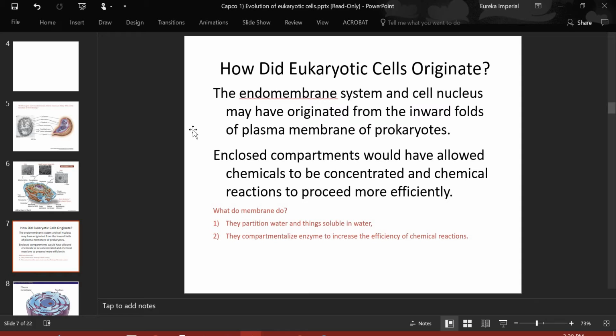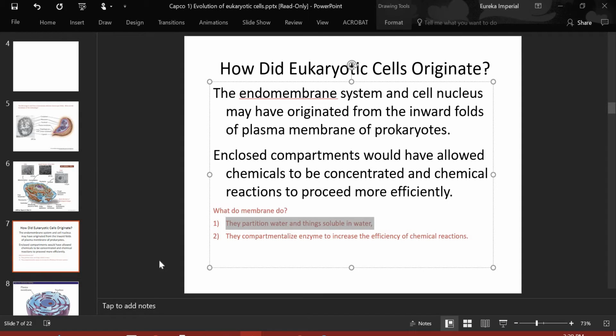But let's go on. I wanted you to come up with some. You all said correct things. And there's lumpers and splitters. If you're a splitter and look in books, you can find 35 different things that membranes do. But for the remainder of the course, when I teach it, I'm a lumper. Membranes do two things. They partition water, and it's the lipids in the membranes that partition water, not the protein. But they partition water because of the hydrophobic nature of the lipid bilayer in the center. And things that are soluble in water.